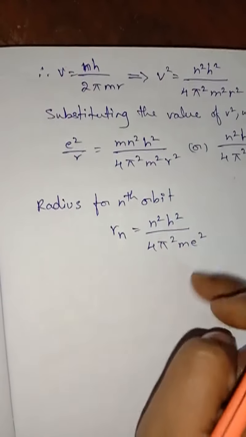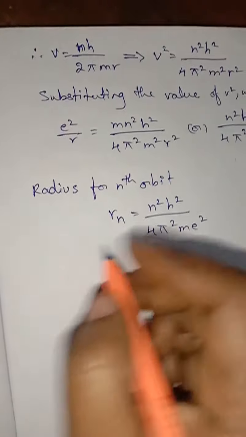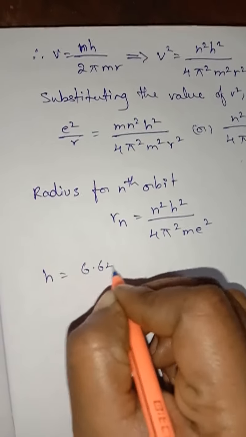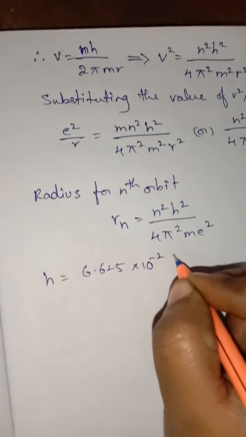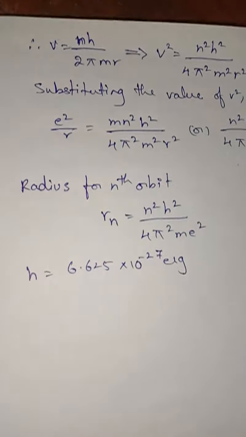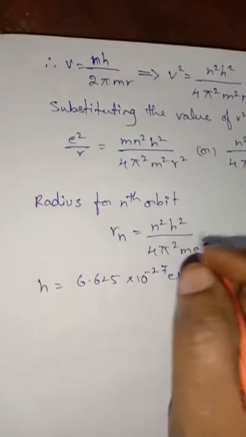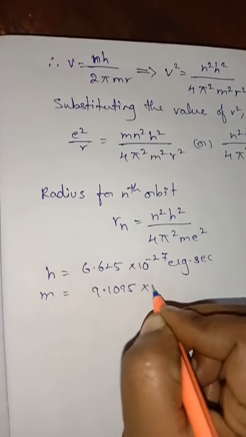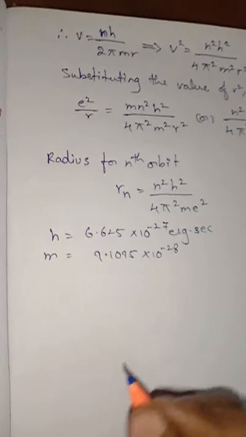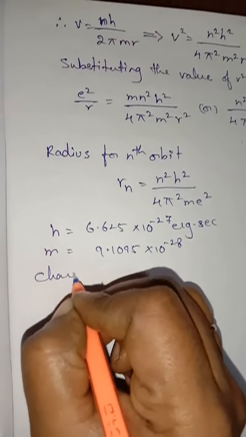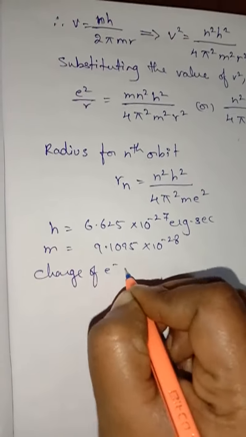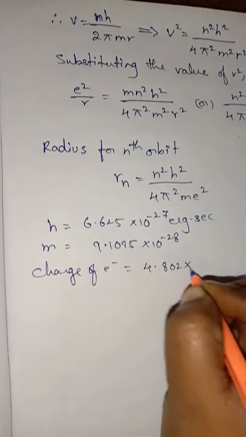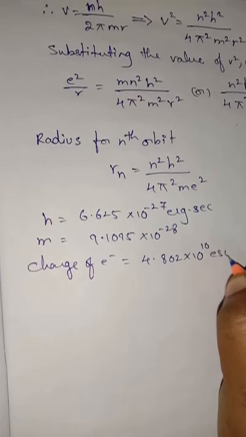If you substitute the standard values in this: Planck's constant h equals 6.625 into 10 to the power minus 27 erg second, the mass of an electron m equals 9.1095 into 10 to the power minus 28, and the charge of an electron equals 4.802 into 10 to the power minus 10 ESU. So what are we going to get, children?